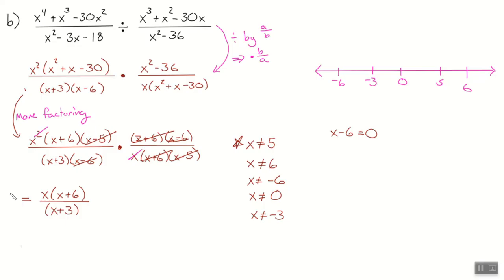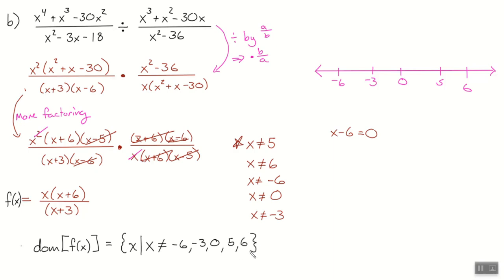So if we wanted the domain of this, and I'm going to call this f of x just so we have something to talk about, and I should have done that up above, I'm sorry. But if we wanted to talk about the domain of the function f of x, this thing that we just worked with, I'm simply going to say it's the set, curly bracket, of all x such that x can't be what? It can't be any of those values that we just identified.